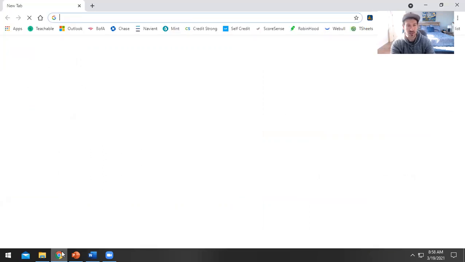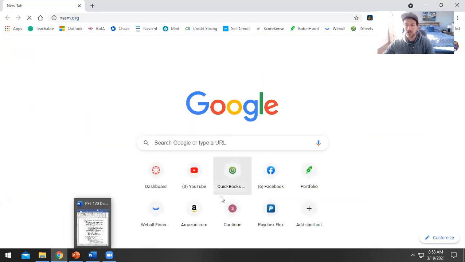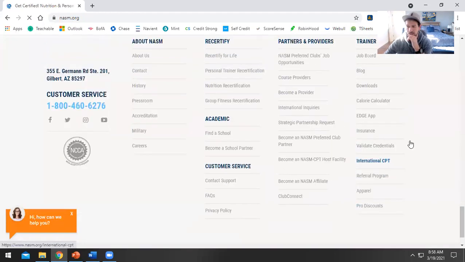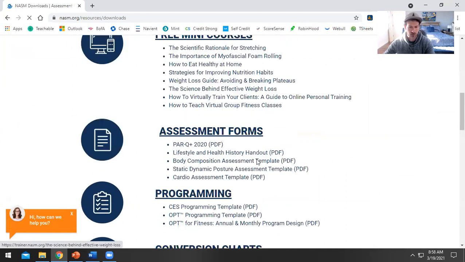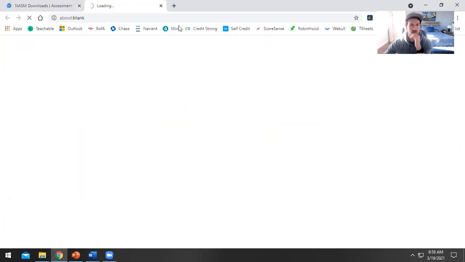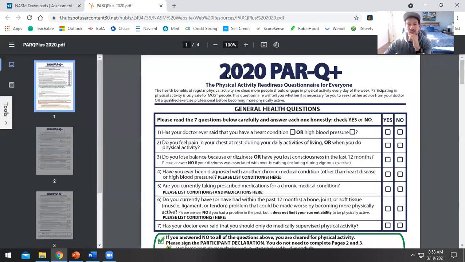If we go to NASM.org and go down to their resources tab, where they have some downloads at the bottom, and we look at the PARQ, you can see here are our seven questions. These are all very much related, like I said, to the cardiorespiratory system, right?